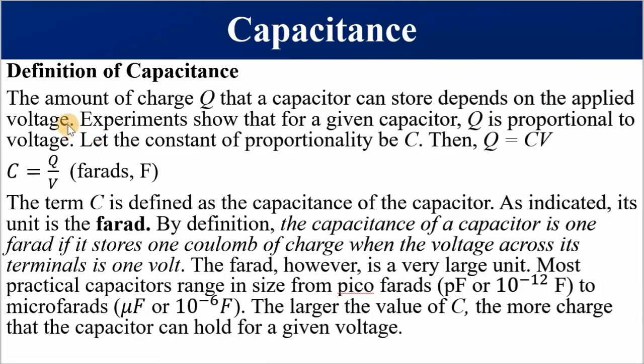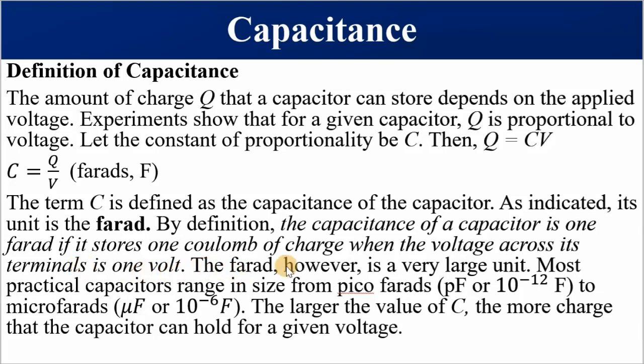Don't worry, you'll meet another slide where we will look at how a capacitor charges and discharges. The term C is defined as the capacitance of the capacitor. So this is a mathematical definition of capacitance, and its unit is farad. By definition, the capacitance of a capacitor is 1 farad if it stores 1 coulomb of charge when the voltage across it is 1 volt. This is another definition of capacitance. The capacitance of a capacitor is 1 farad if it stores 1 coulomb of charge when the voltage across its 2 conductors, or 2 plates, 2 terminals, is 1 volt.